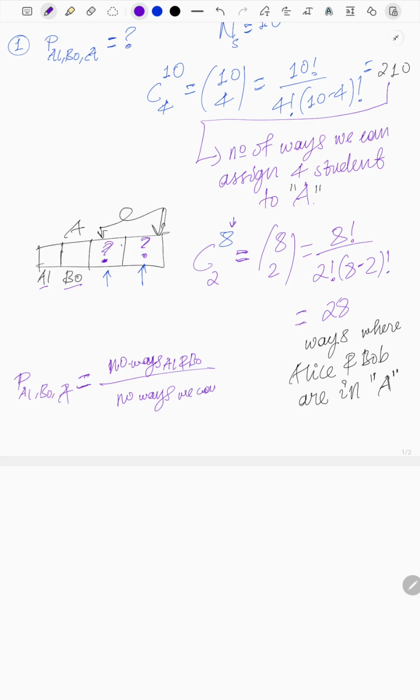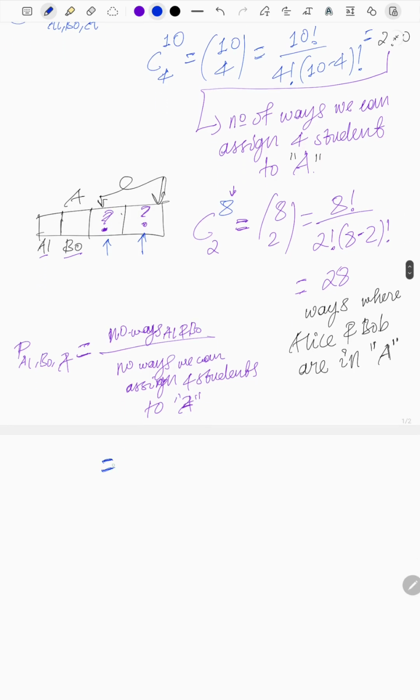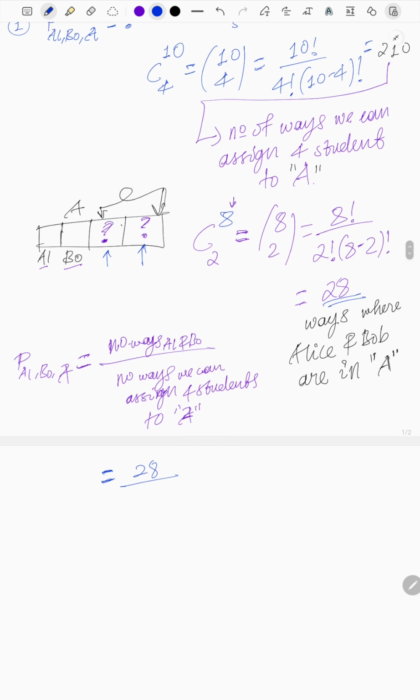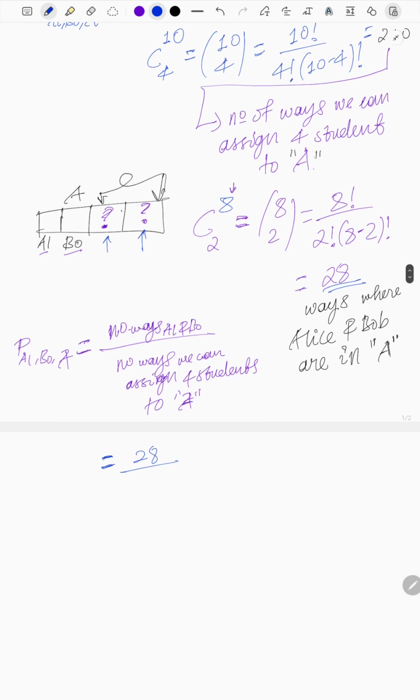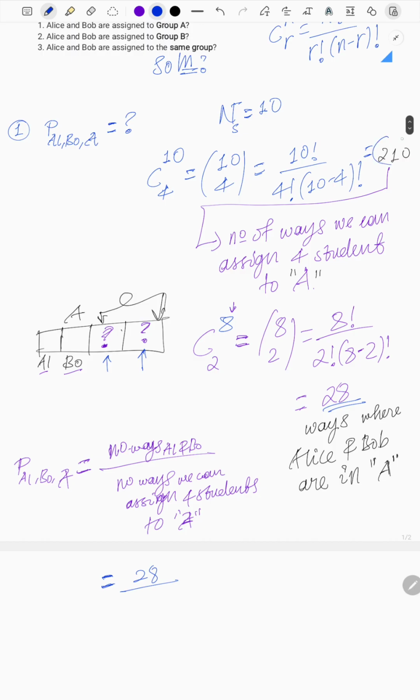We can assign first element to A. Therefore, the answer is going to be the number of ways Alice and Bob are present in group A. We found it here, 28. And the number of ways you can assign first elements to group A, or the number of ways we can create group A from the total number of 10 students, we found it here. It is 210.